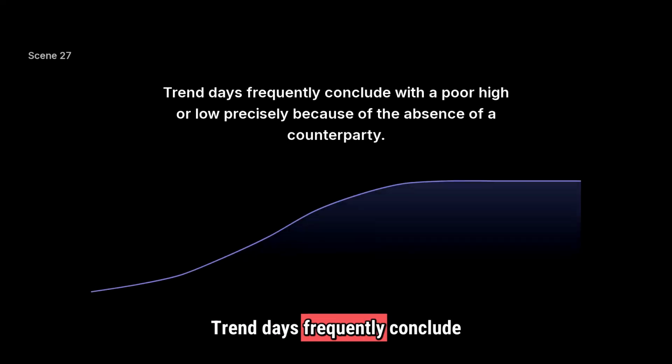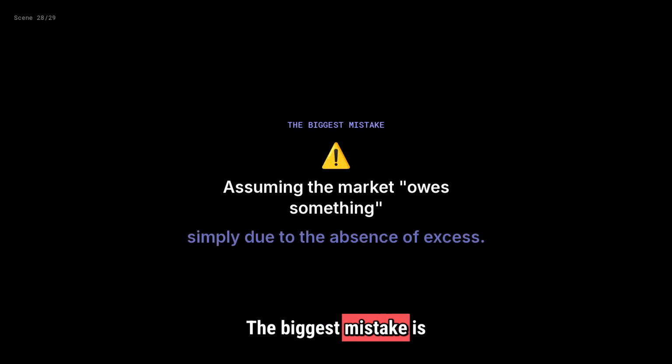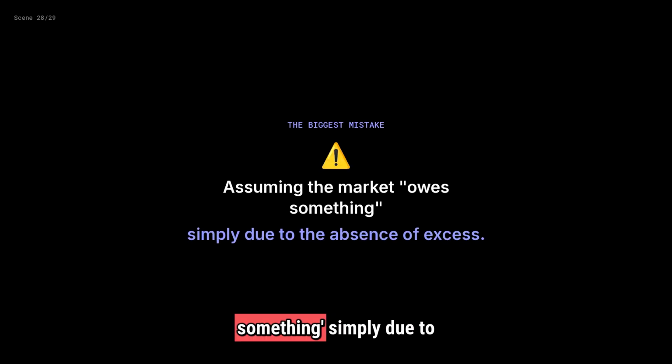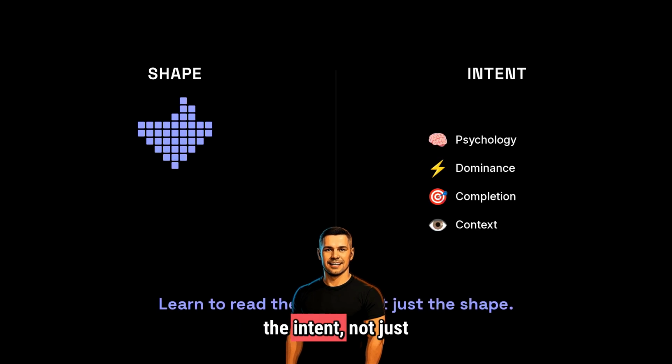Trend days frequently conclude with a poor high or low precisely because of the absence of a counterparty. The biggest mistake is assuming the market owes something simply due to the absence of excess. Ultimately, it is essential to learn to read the intent, not just the shape of the market profile.